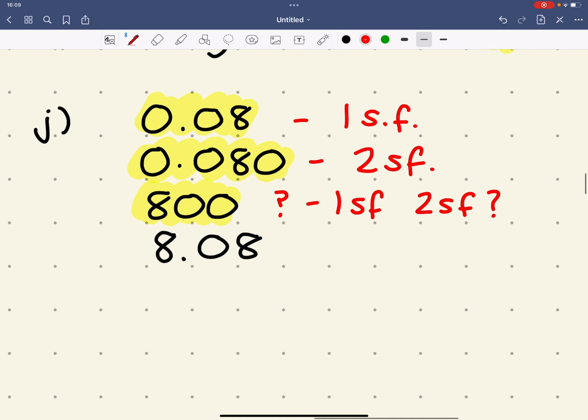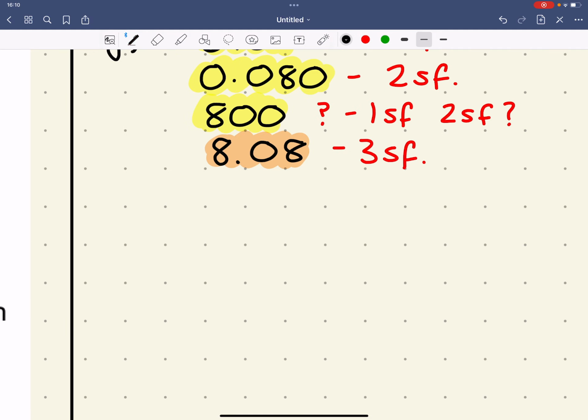Okay? So, for example, if you had 802 to 2 significant figures, the answer would be 800. If you want to say 831 to 1 significant figure, the answer would be 800. But it could be that this is exactly 800 to 3 significant figures. So therefore, the correct answer to this question is actually this one. This is my answer to 3 significant figures.